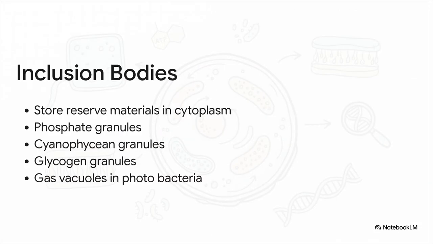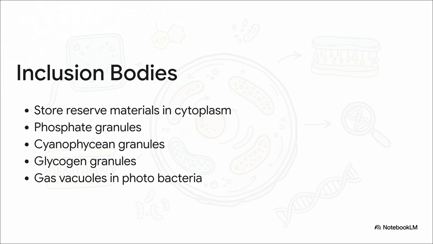Before we leave our prokaryote friends, we definitely have to talk about what's floating around inside their cytoplasm. Meet the inclusion bodies. You can think of these as the cell's pantry. Because a bacteria might suddenly find itself in an environment totally devoid of nutrients, it stores reserve materials right here. They keep stockpiles of phosphate granules for energy transfer. They store cyanophycine granules, which certain photosynthetic bacteria use to stash away nitrogen. They also keep glycogen granules as a backup carbohydrate energy source.